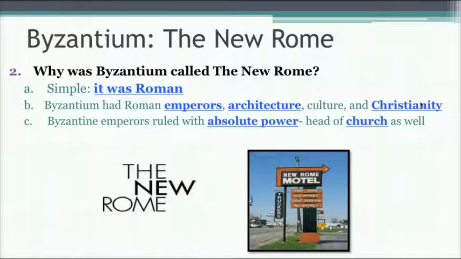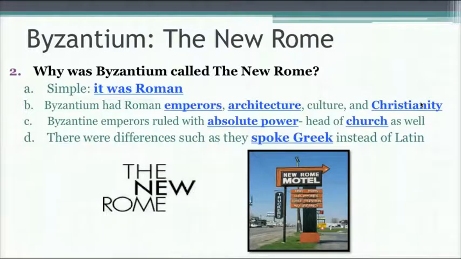Byzantine emperors ruled with absolute power, just like Roman emperors. So very similar power structure here. They were also head of the church. And that makes sense because we had talked about in our Christianity section how both Constantine and Emperor Theodosius had promoted Christianity. Theodosius himself made Christianity the official religion of the empire. Basically, you had to be a Christian. So there's no denying the fact that the emperors would have been head of the Christian church.